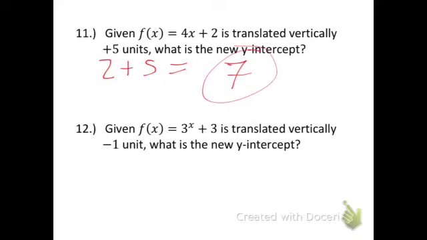And then on 12, this is an exponential function, right, 3 to the x, but it's already been translated up 3 units. Originally, exponentials have a y-intercept of 1, but when you move it up 3 like there, it's going to have a y-intercept of 4. And so now we need to take that 4 and translate it vertically -1 unit. So that 4, you need to subtract 1 on, and our new y-intercept is going to be 3. And that's going to be the first video.